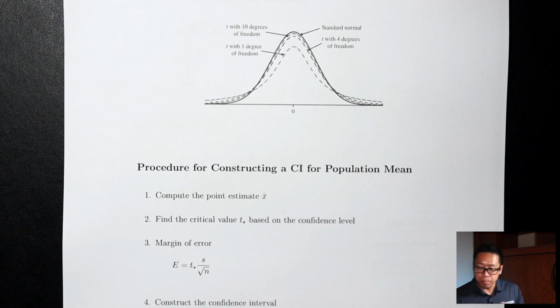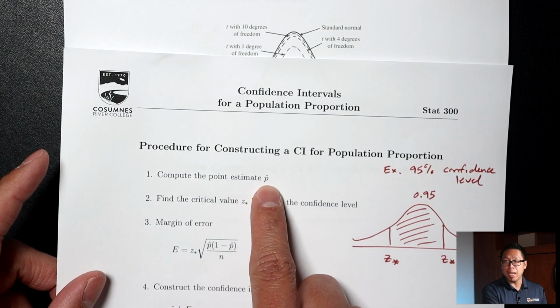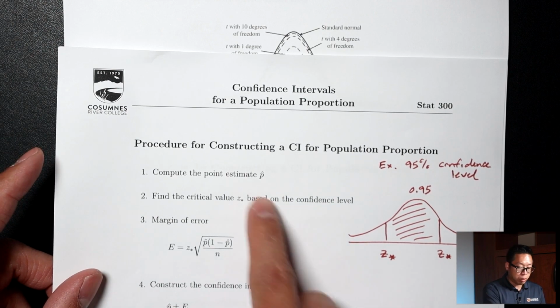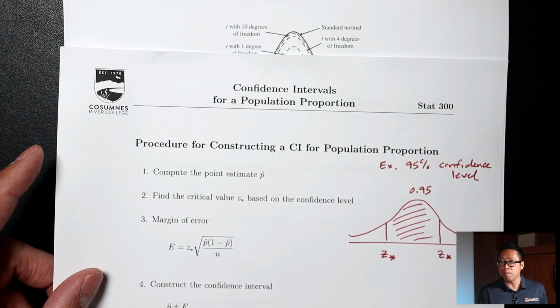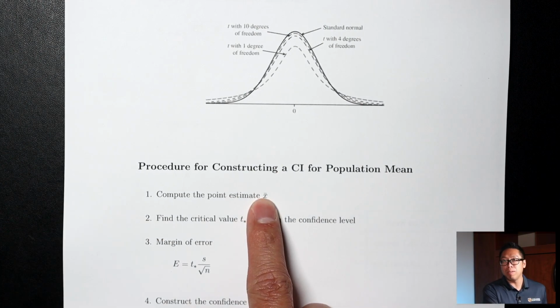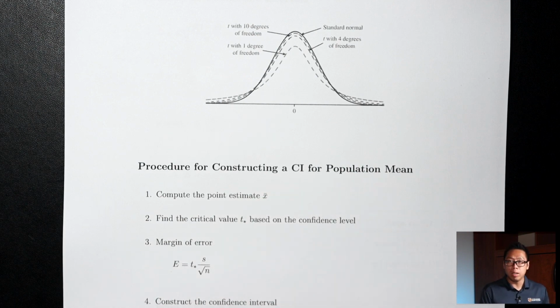Now in the last lecture, our point estimate was called p-hat, and p-hat stood for the proportion that you get from a sample. So we use p-hat because we're looking for a confidence interval for a proportion. Now if you're looking for a confidence interval for a mean, instead of p-hat, we'll be finding x bar. And x bar is a symbol for the mean that you get from the sample.